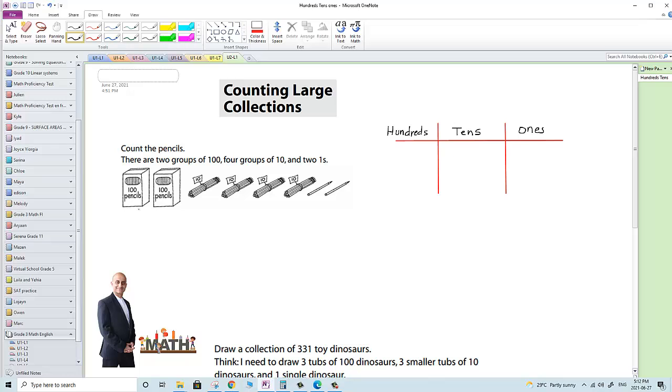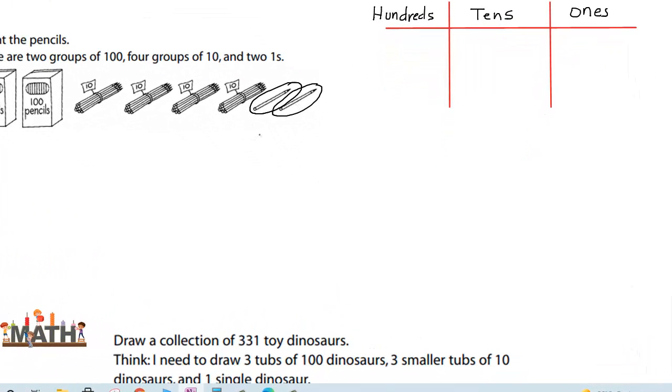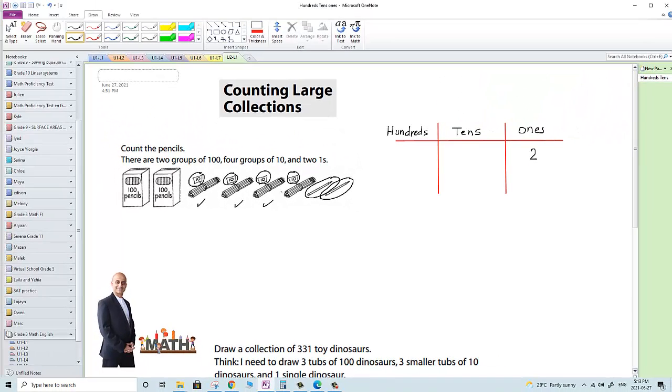So here you can see I have one pencil and another pencil. This is the smallest thing. So 1 and 1 equal 2. So this is going to be under the ones. After that I have groups of tens. Can you see here it's saying 10, 10, 10, 10. So I can go under the group of tens and say how many groups of tens I have. 1, 2, 3 and 4. So that means I have 4 groups of tens.